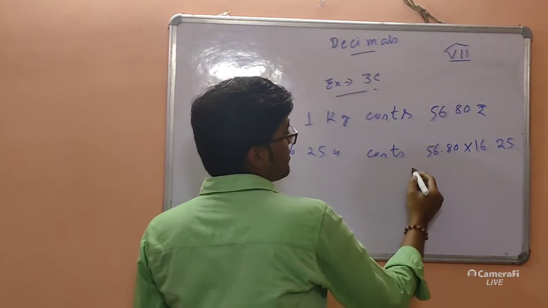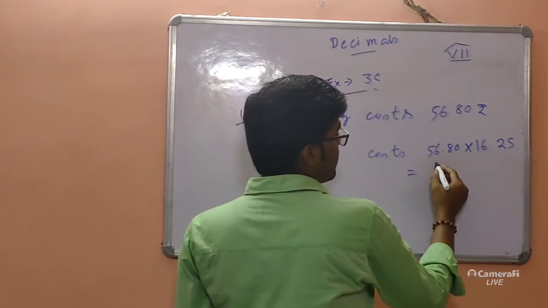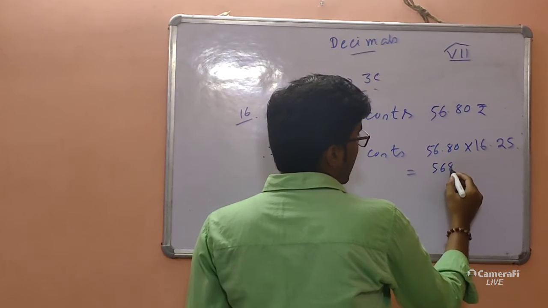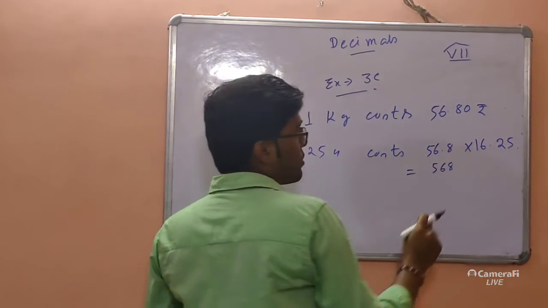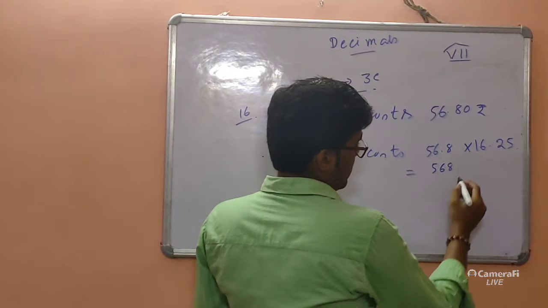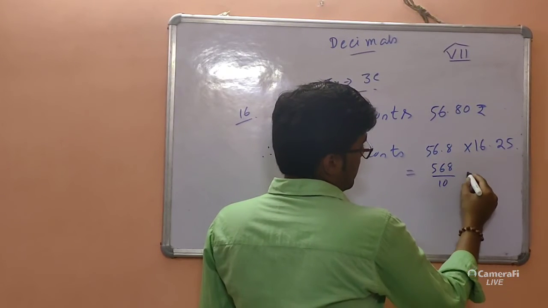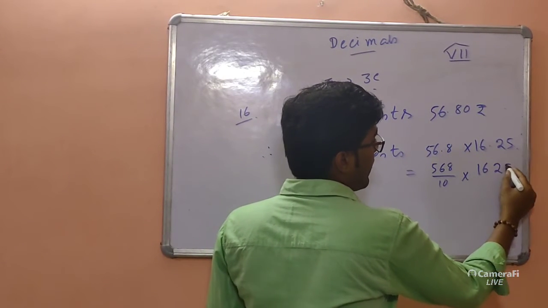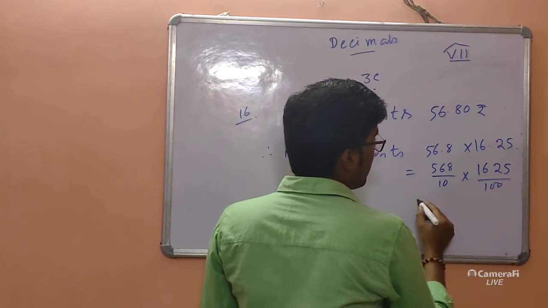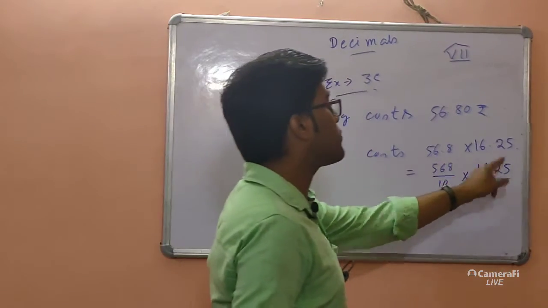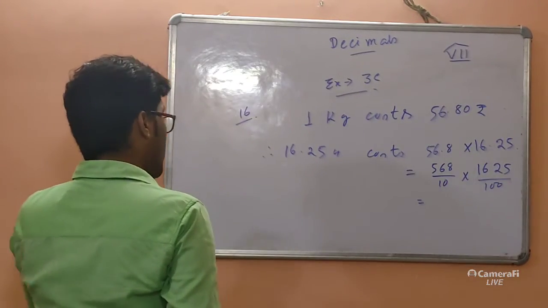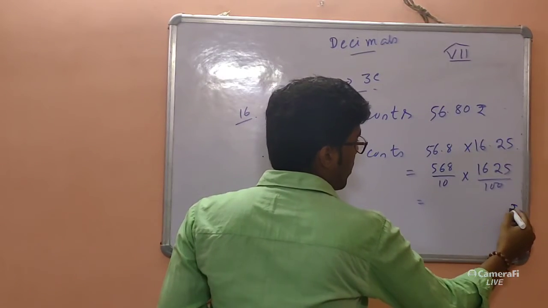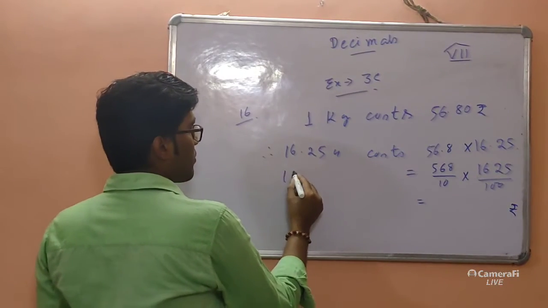Clear? So it is what? 568, right? There is no value after the zero. So 1625 divided by 100. Now simply we have to multiply this one. This much will be what? In rupees. So multiply.